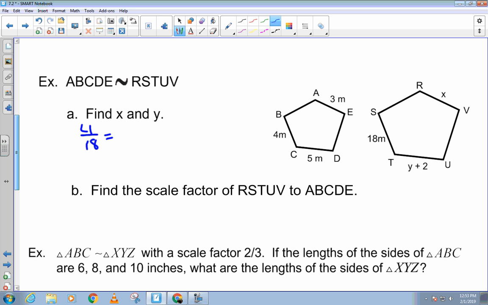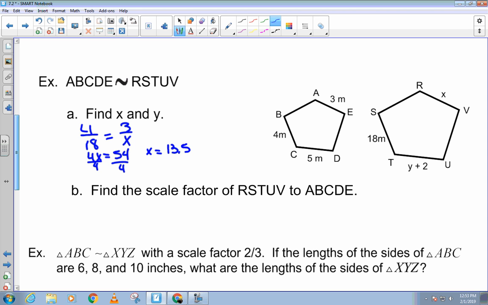Look, guys, if 4 is to 18, that's little to big, I have to go little to big, which is 3 to x. Okay, so then I cross multiply, and I get 4x equals 54. Divide both sides by 4, and here's what the answer is. About 13.5. 54 divided by 4, I get 13.5.